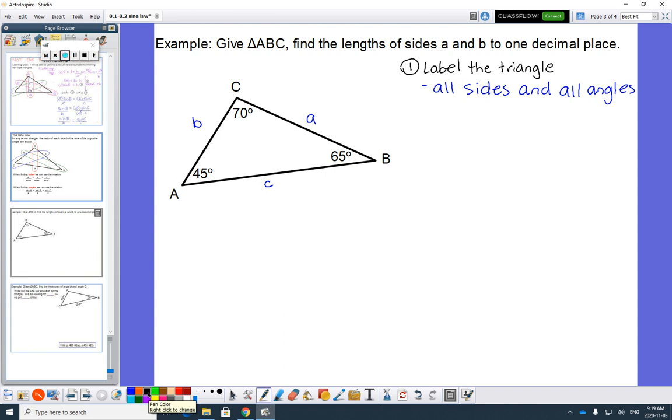So again, it really doesn't matter if you choose to use the side length form of the sine law or the angle form of the sine law. There just might be a little bit of extra step math you have to do. But for this, because it does say to find the sides A and B, then I'll use the side length version.